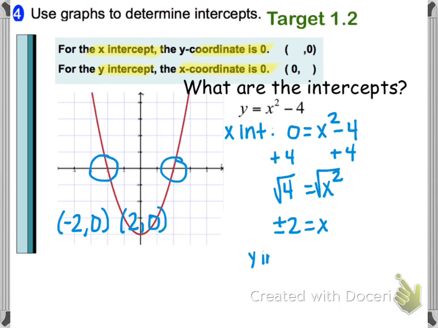In order to find the y-intercept, we'll do the same thing, only this time we're going to make the x value 0, so we get y equals 0 squared minus 4. Let's solve that, and we get y equals -4. Taking a look at the graph, you can also see that the y-intercept is -4 according to the graph, so we get (0, -4). Now obviously in this case, it would be a lot easier just to pull the intercepts off the graphs than solving the equations, but we want to make sure that we can do both of those.